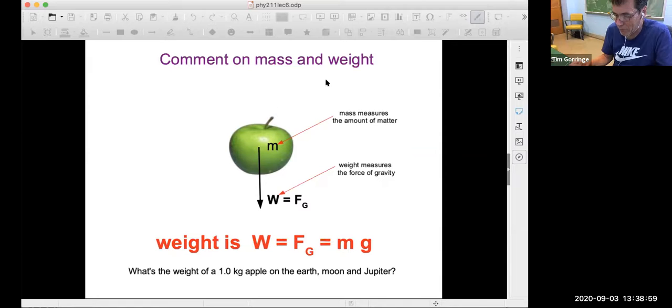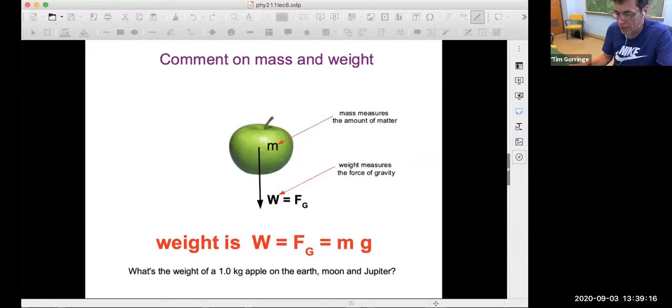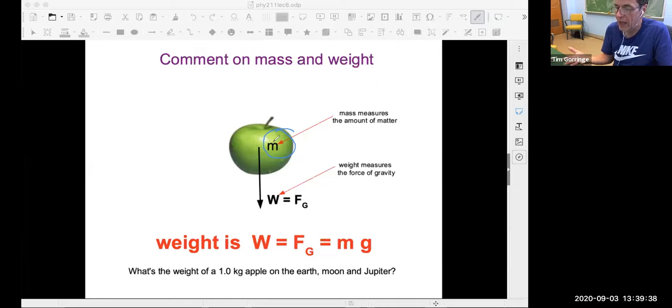I just wanted to make, before the quiz question, a couple of comments on mass and weight, because in our everyday language, we use mass and weight to mean the same thing, but in physics language, we don't. So in physics language, when we talk about mass, we talk about that as a measure of the amount of matter. So here's the mass of the apple. It's a measure of the amount of matter that the apple owns. It's a measure of the apple's inertia.